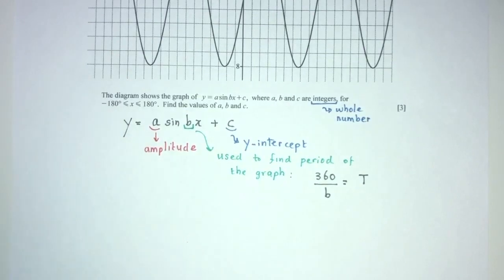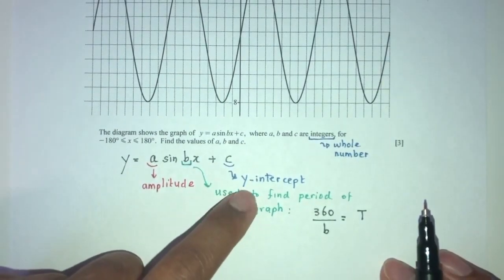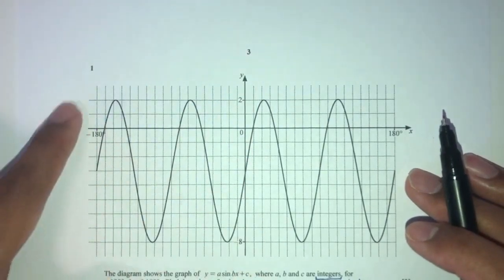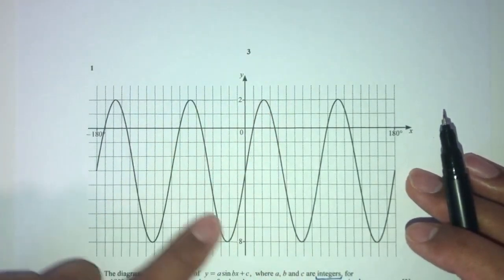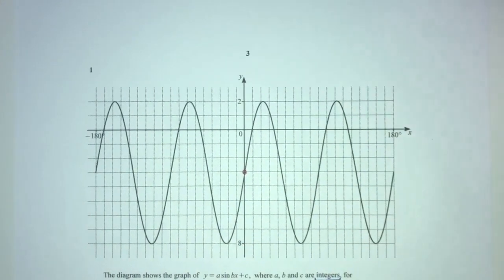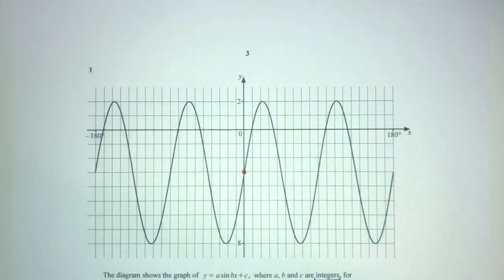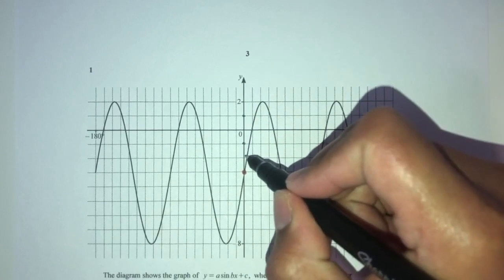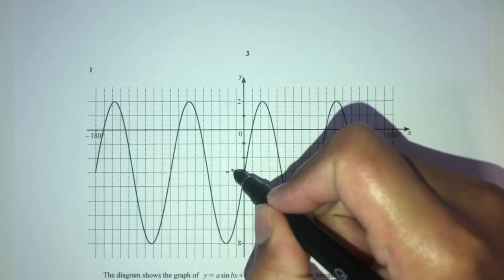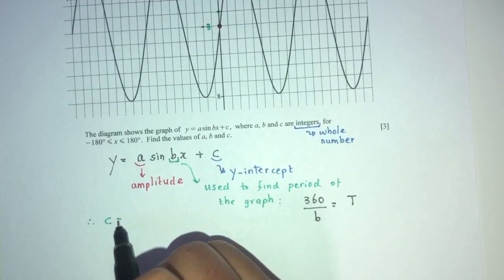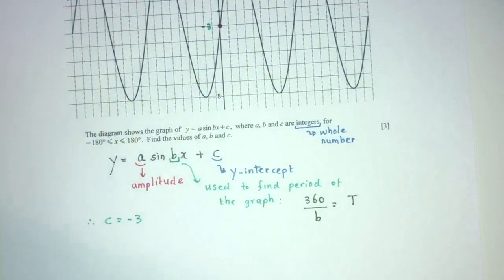First things first, the easiest one is to find the value of c. C is the y-intercept, where your curve cuts your y-axis. So here we have the y-axis. You can see my curve cuts my y-axis right here at this point. What is the value? Let's have a look. This is 2, this should be 1, minus 1, minus 2, that should be minus 3. So by observation on the graph, the value of c has to be minus 3.